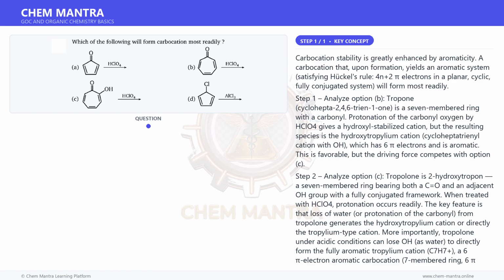Protonation of the carbonyl oxygen by HClO4 gives a hydroxyl-stabilized cation, the hydroxytropylium cation, cycloheptatrienyl cation with OH, which has 6 pi electrons and is aromatic. This is favorable, but the driving force competes with option C. Step 2. Analyze option C.